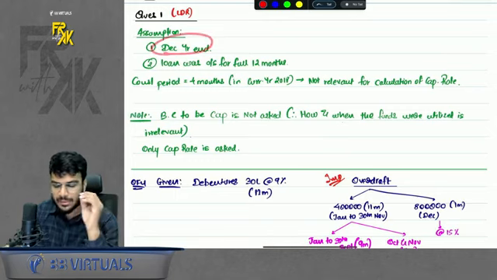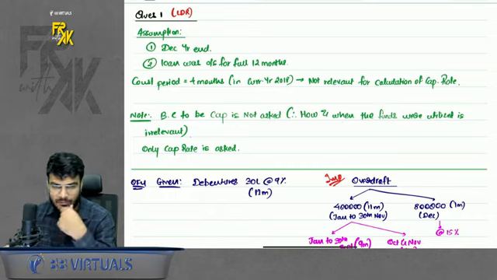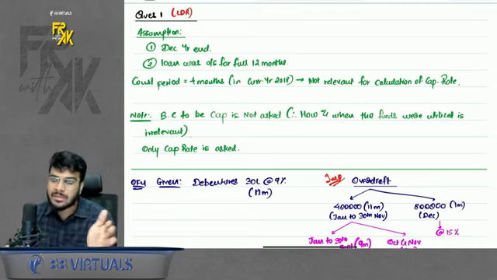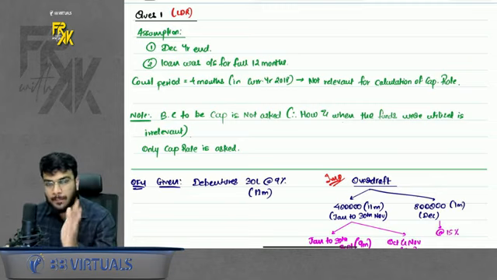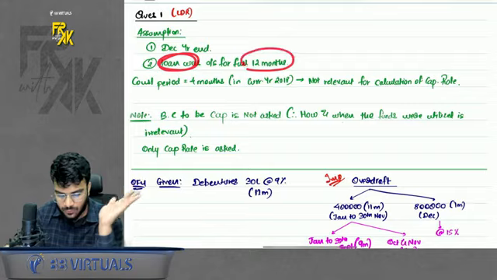Second assumption is that even if the construction started in September, the loan was there for full 12 months. While finding the capitalization rate, I'm not concerned with the construction period. I find it on a per annum basis. So I'm assuming that the loan was outstanding for full 12 months.